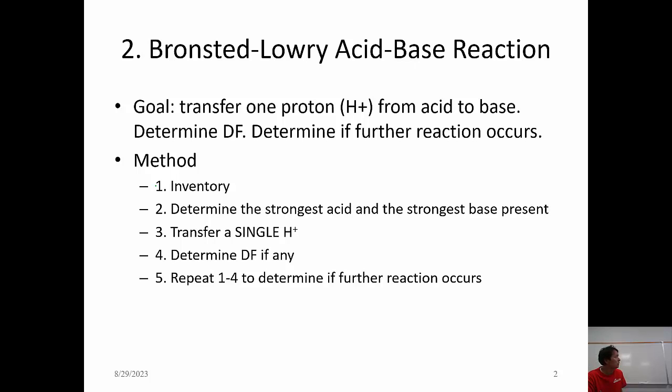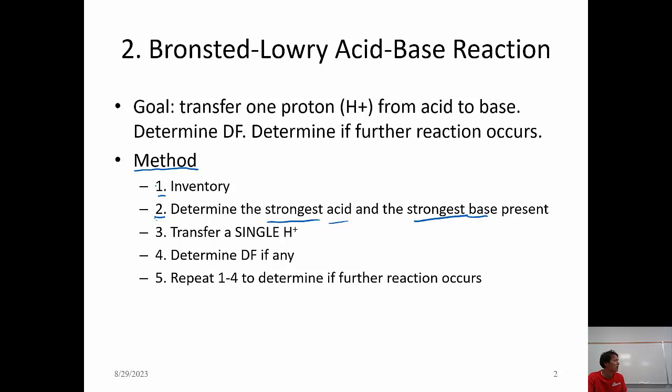reactions. And the way I do Bronsted-Lowry reaction is, one, I inventory. Inventory just means look for all the acids and bases present. There could be more than one. If there's more than one acid or base present, then I look for the strongest of the acids and the strongest of the bases. Those are the species that are most likely to react, the strongest.